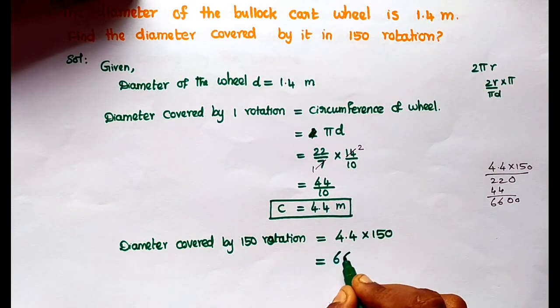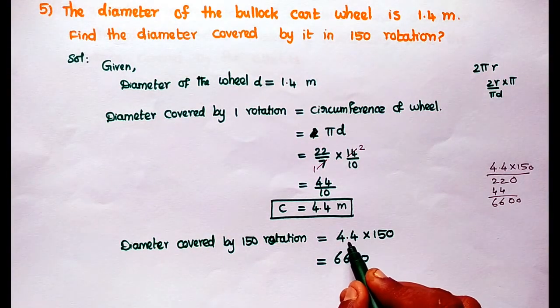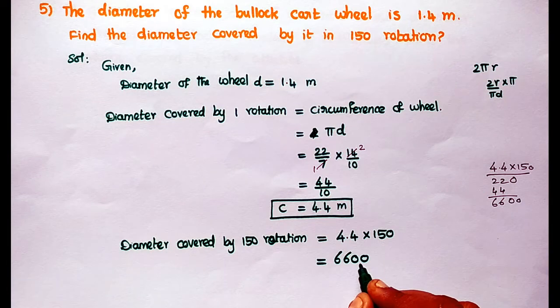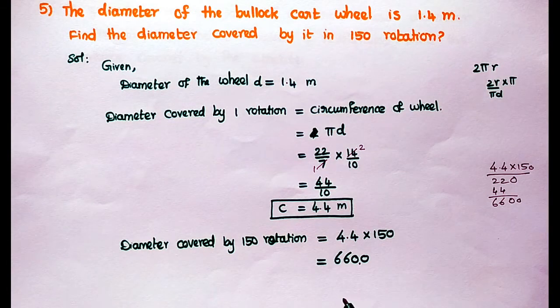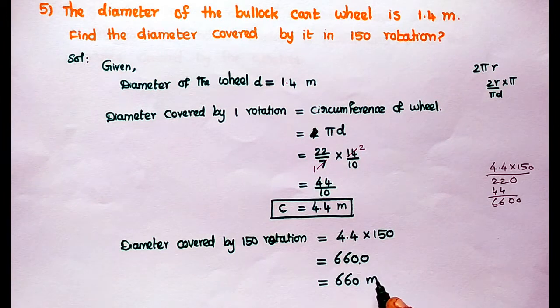6,600. Here one point before, they keep the point. So 660.0, we can write like this, 660 meter. That is the answer.